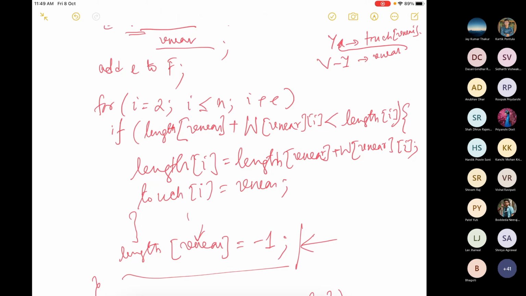Sir, the length of veneer equal to -1 is included in the for loop, right? Which for loop? It's included in the repeat loop, not in the for loop. It cannot be included in the for loop. Yes, sir. Then everything will be jeopardized.